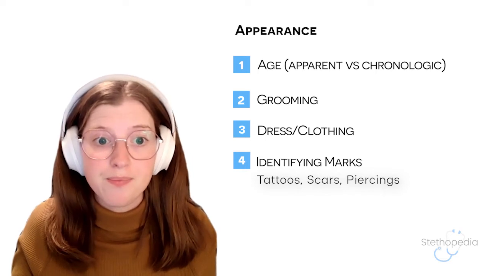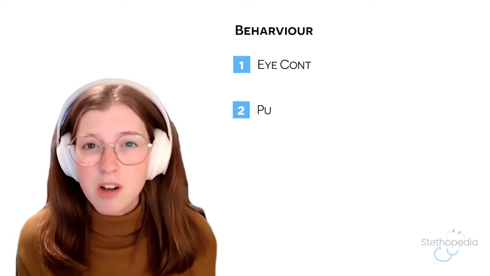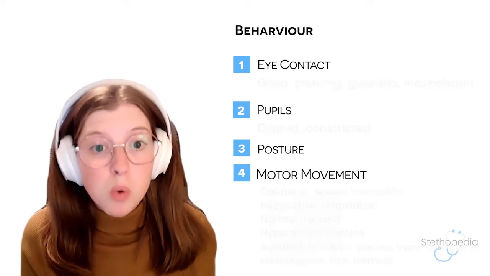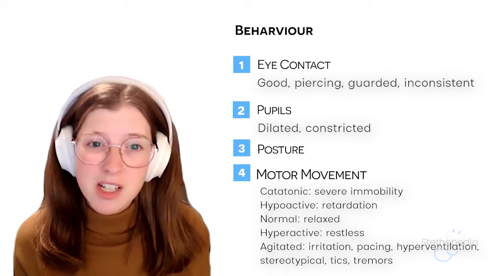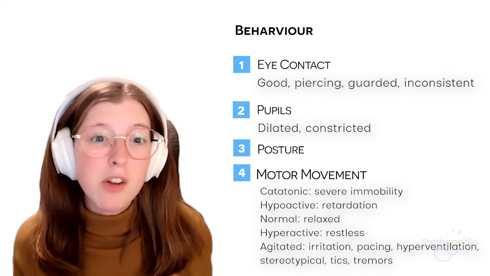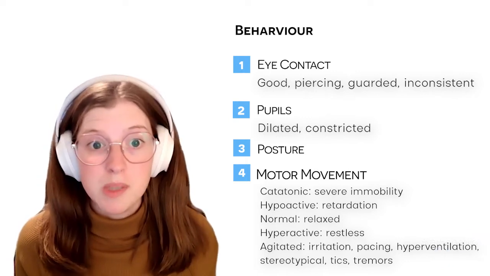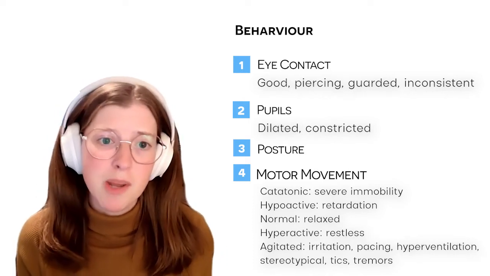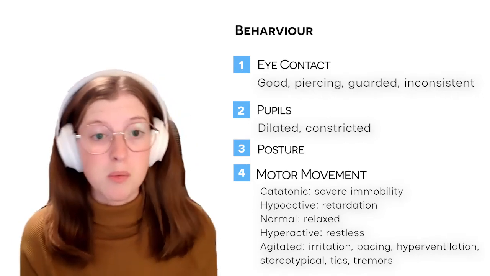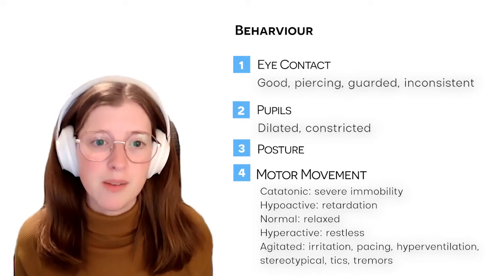The next observable aspect of the mental status examination is behavior. This is where you can comment on a patient's eye contact. Is it poor? Is it fair? Is it good? Is it piercing? Is it guarded? Is it inconsistent? You might also want to comment on a patient's pupils, such as in keeping with a toxidrome, like pupils that are constricted or dilated. You may also want to comment on a patient's posture. Are they slumped? Are they erect? What does this sort of tell you about the way the patient may be thinking or feeling?